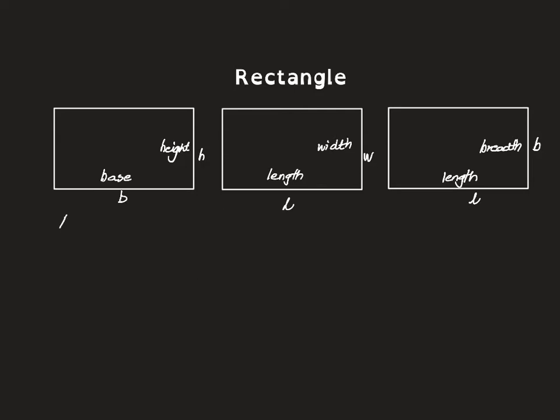So over here we would get the area of a rectangle is equal to B times H, or A is equal to BH. Over here we would get area is equal to L times W, or A is equal to LW. Over here, area is equal to L times B, or A is equal to LB.